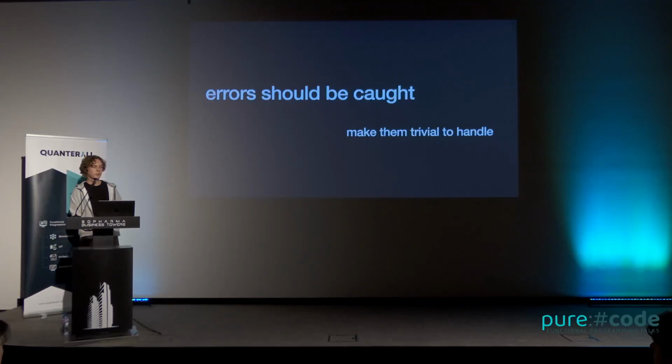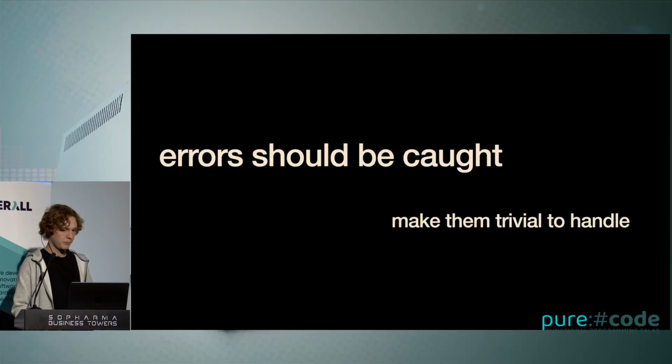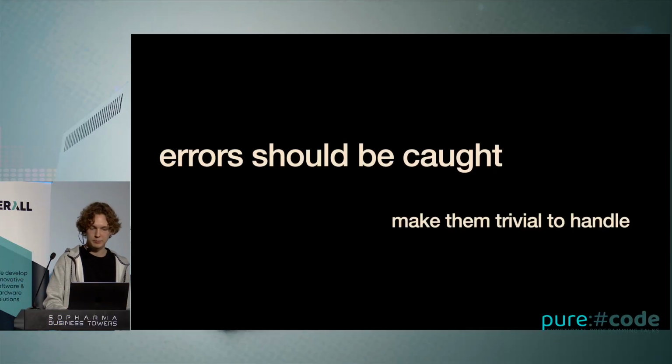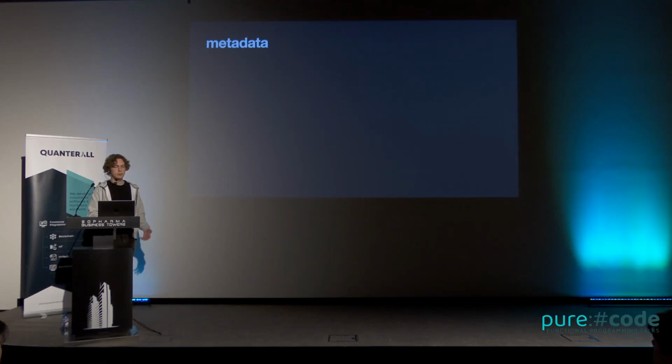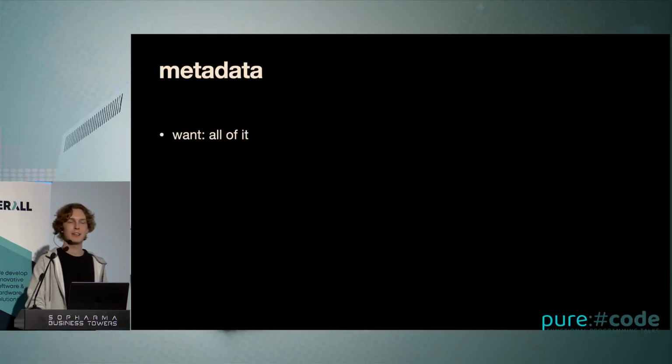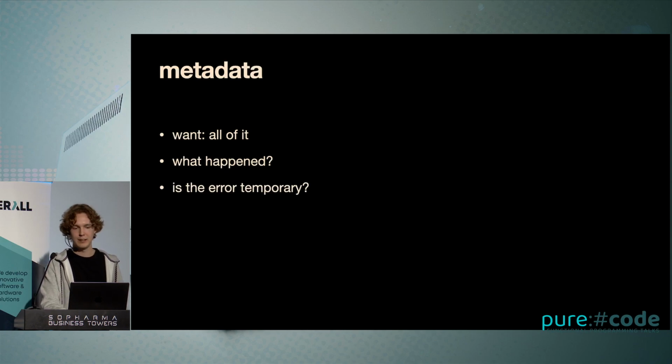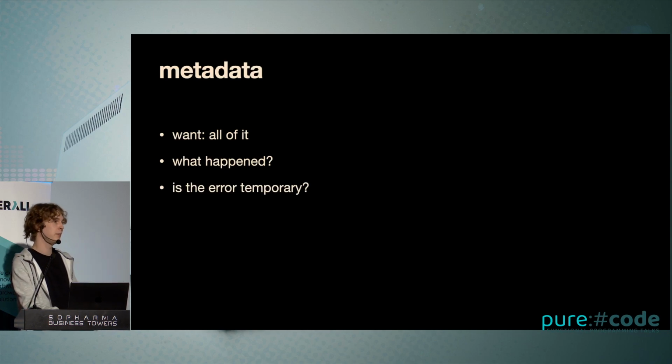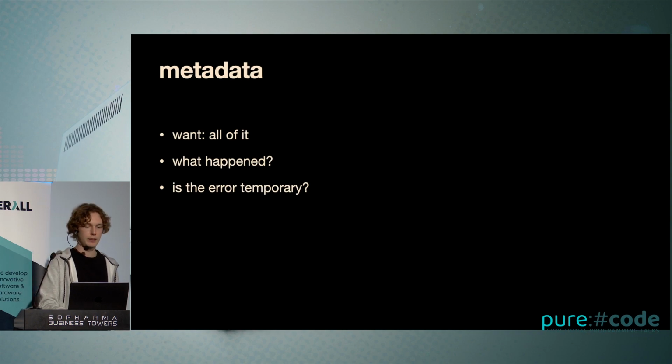So, since errors should be caught, we should try to make them trivial to handle. And one important part about that is the metadata. And you might be asking, like, what kind of metadata? What do you want me to include? And I mean, basically, I want all of it. Like, I want to know what happened. I want to know if the error is a temporary error, like is it going to fix itself if I retry later? Do you want me to retry?